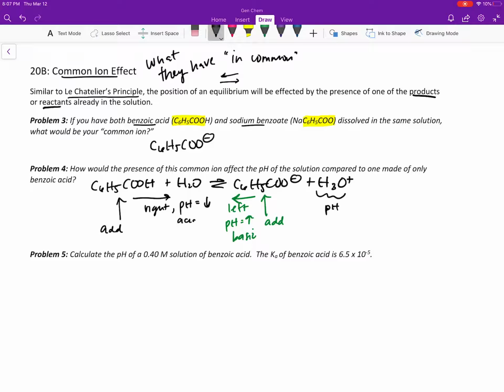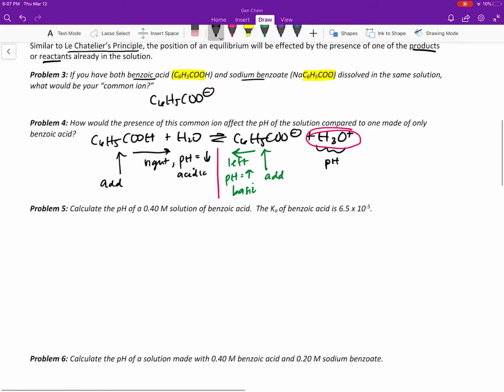Because if we think about plugging it into the equation, the negative log of, the only thing we plug in there is this. So that's why the presence of both of them influences. And Le Chatelier's principle is the driving force, whether or not it's shifting left or shifting right.